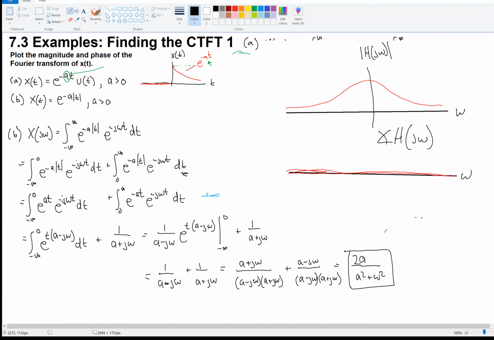And by the way, why is this purely real? Just a little bit of foreshadowing for when we get to properties of the Fourier transform. The reason this is purely real is because the original signal is even. The absolute value is an even function. So an even signal leads to a purely real Fourier transform.